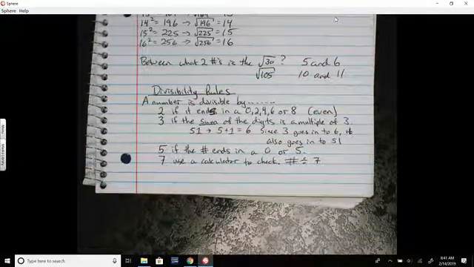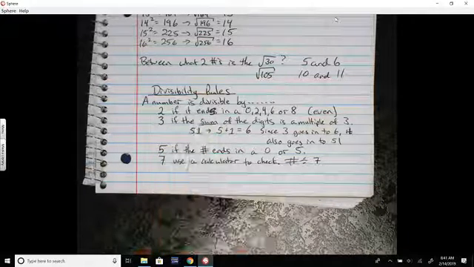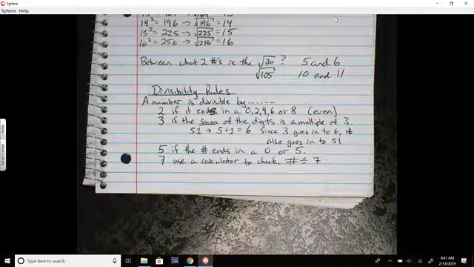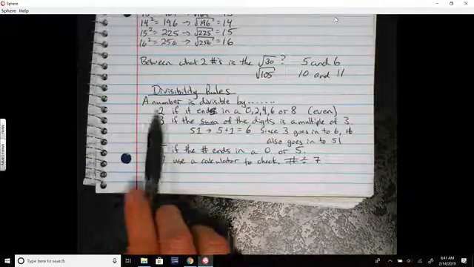Now you don't need to use 9, but 9 is the same rule as 3. If the sum of the digits ends in a multiple of 9, then 9 will go into a number. Yep. If you want to know for 6, 2 and 3 have to both work, and then 6 will work.